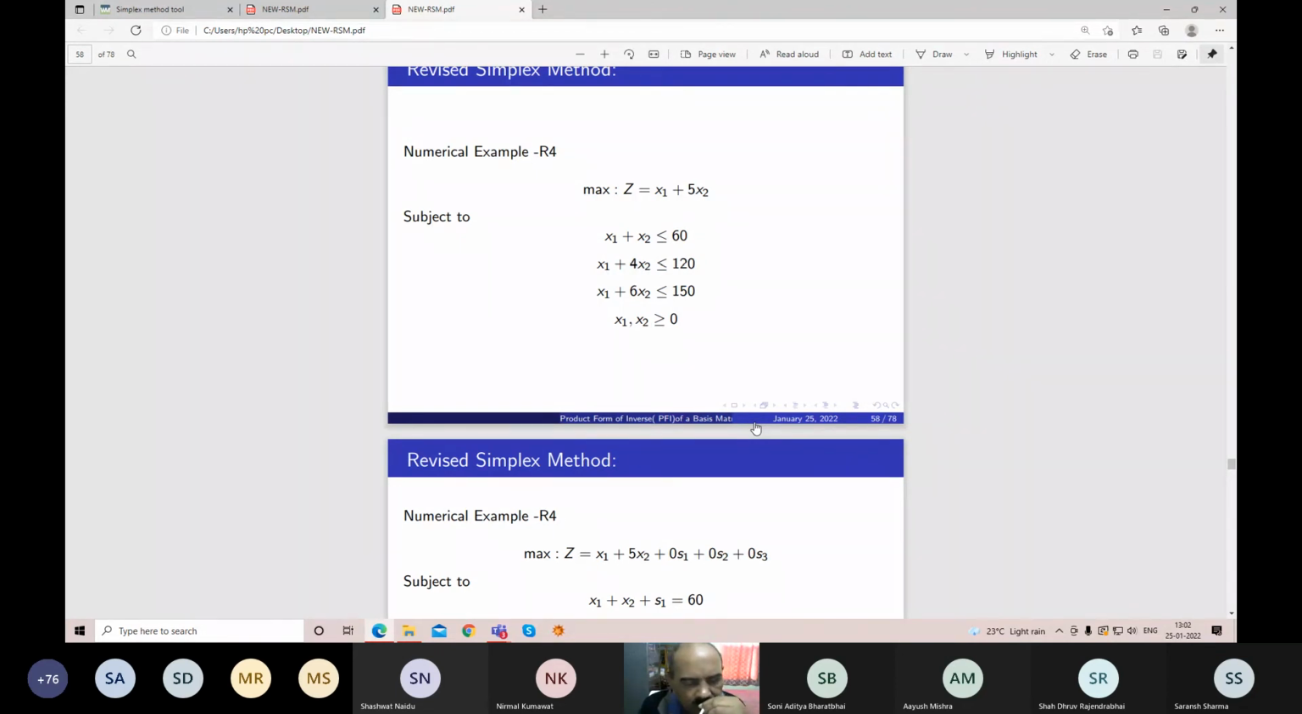Sir, can you tell the final answer so we can check? Final answer: x1 equal to 42, x2 equal to 18, and Z equal to 132.